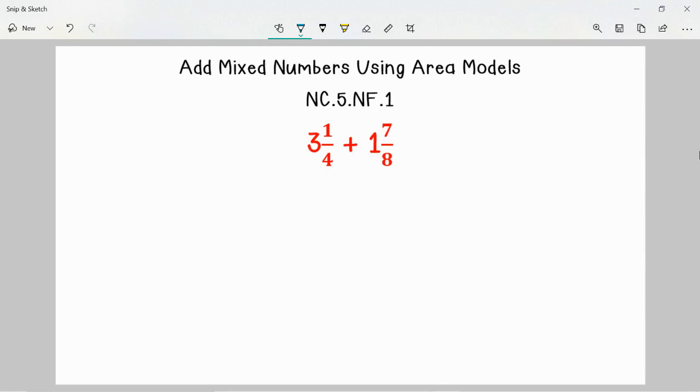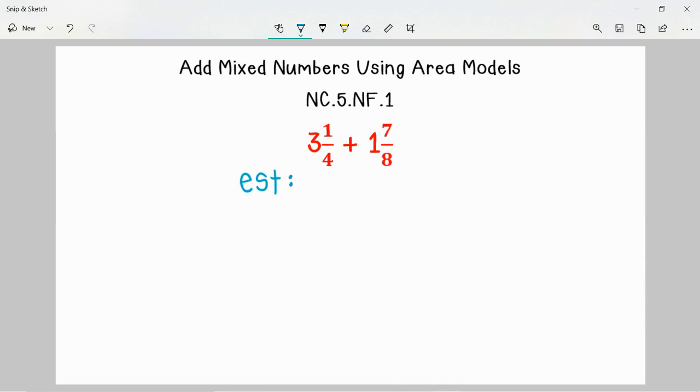So let's look at how we can add 3 and 1/4 plus 1 and 7/8 using area models. Before we begin, we'll estimate. When we look at 3 and 1/4, we know that 1/4 can be a tricky number to estimate using benchmark fractions, since 1/4 is exactly halfway between 0 and 1/2. So it would be hard to determine if this should be just 3 for our estimate, or if it should be 3.5.